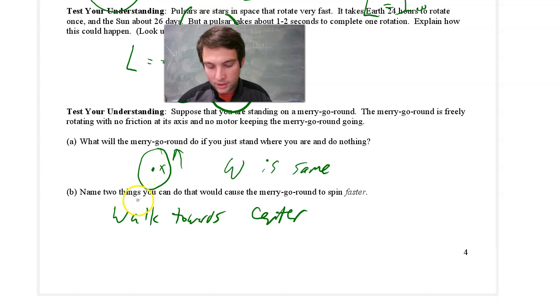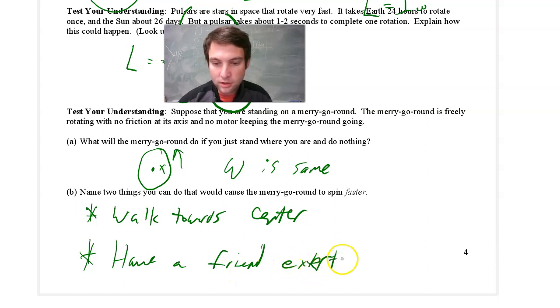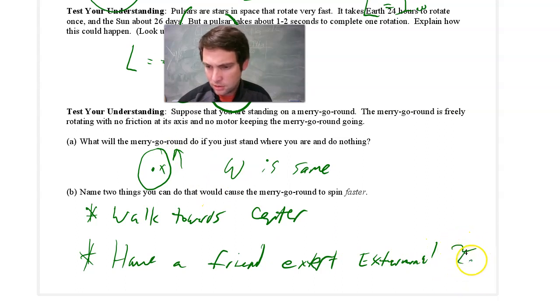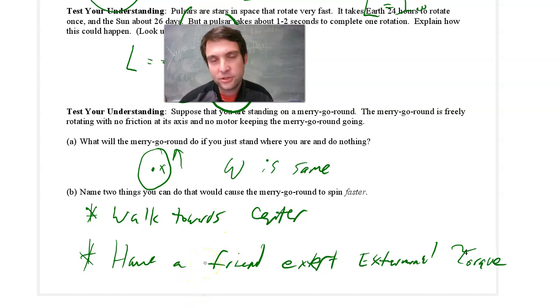Well, what about when your angular momentum is not conserved? You could have a friend exert an external torque to increase your angular momentum, right? You can have them push you around. When you're on the playground, just say, "Hey, friend, could use a bit of torque, if you don't mind." They'll know exactly what you're talking about. No big deal. They'll come over and they'll push you.